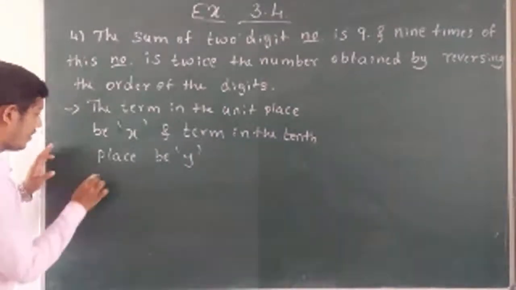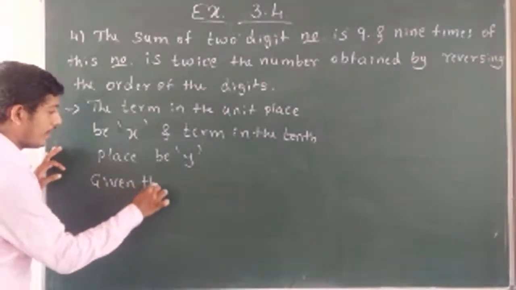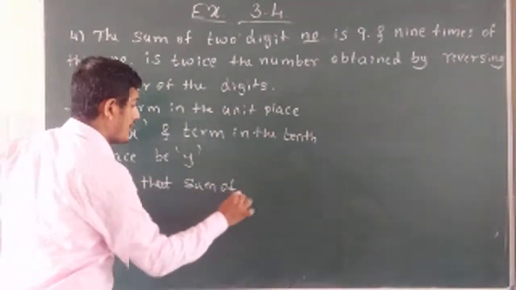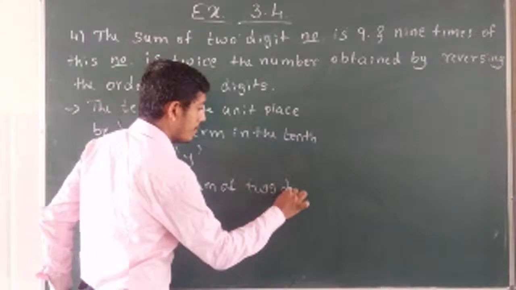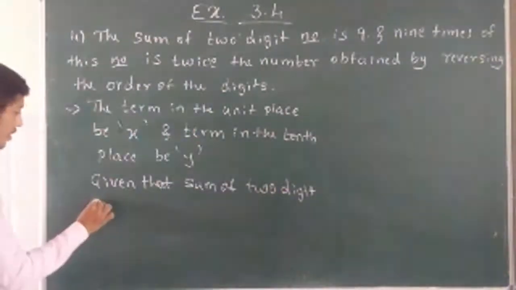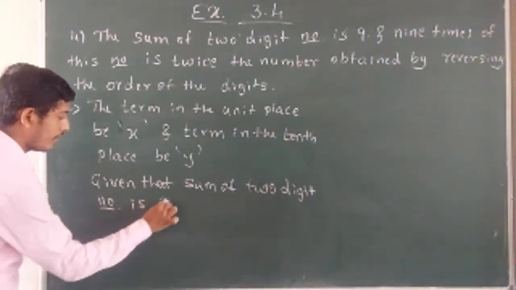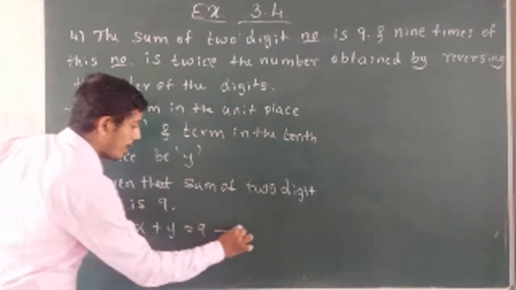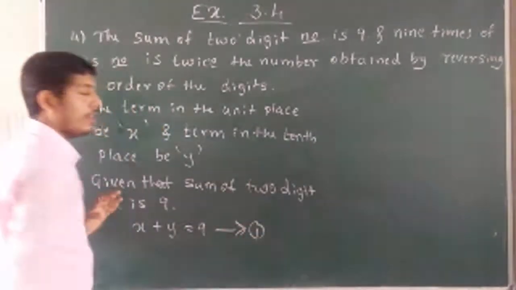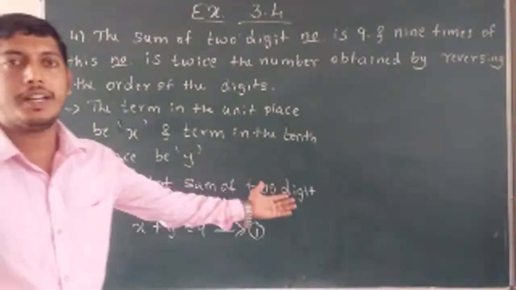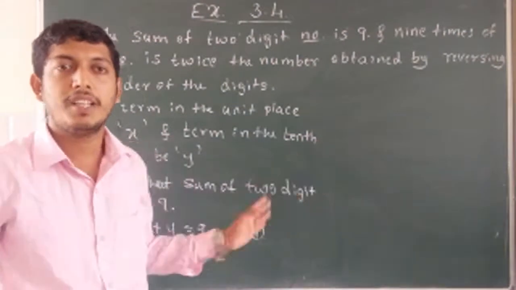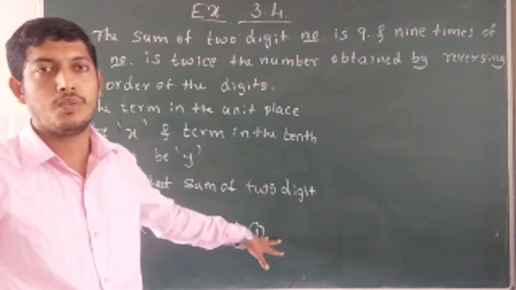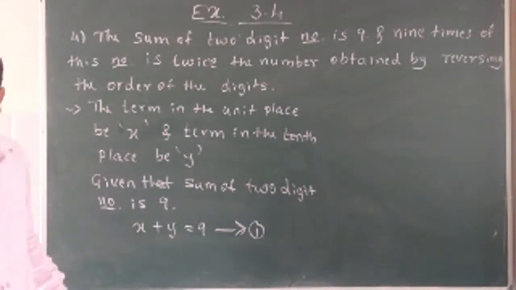Given that the sum of the two-digit number is 9, I will consider x plus y equals 9. I will call this equation number 1. Just now I told you that it is yx, and the sum of those two terms becomes x plus y equals 9. That is our first equation.